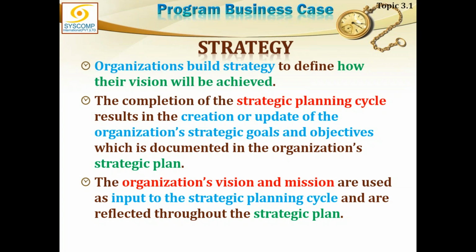Organizations build these strategies for the whole organization to define how their vision will be achieved. The completion of the strategic planning cycle results in the creation or update of the organizational strategic goals and objectives. In light of your suggestion, even the strategic goals and objectives can also be flexible. The organization's vision and mission are used as input to the strategic planning cycle and are reflected throughout the strategic plan.